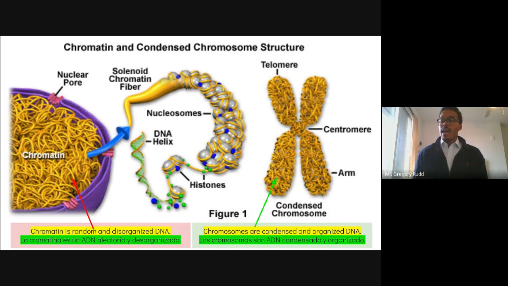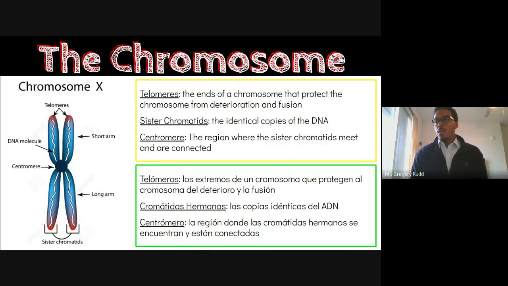So on the left, we've got chromatin, which is random and disorganized DNA. On the right, we've got chromosomes, which are more organized and tightly wound DNA. Chromosomes can be broken down. Chromosomes look like the letter X, essentially. Each half of that letter X is called a chromatid. Chromatids that are matched up with one another are called sister chromatids. They are identical copies of DNA.